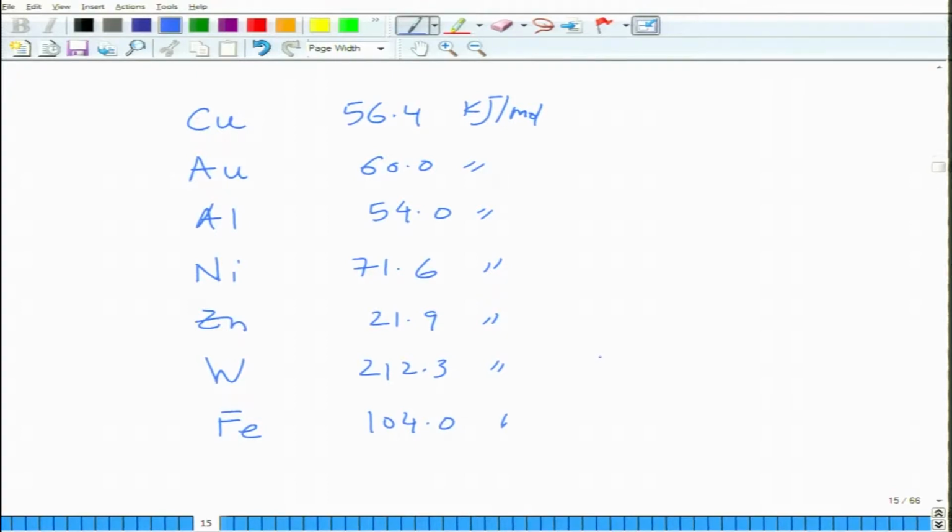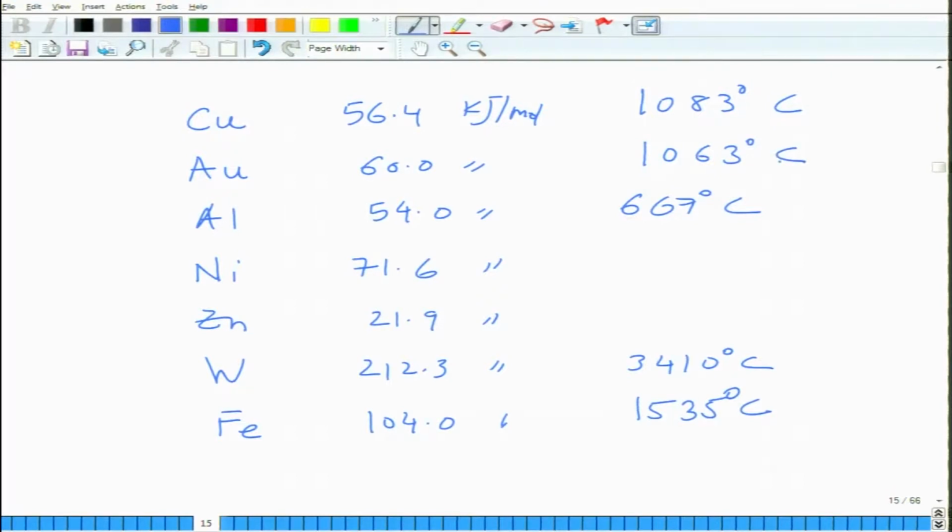So tungsten has the highest melting point of these, its melting point is 3410 degrees centigrade, which is very high. Iron, of course you know that it is 1535 degrees centigrade. Aluminum we know it is 667 degrees centigrade, copper is 1083 degrees centigrade, and gold is 1063 degrees centigrade. Nickel is again high bond energy, its melting point is 1453 degrees centigrade, and zinc of course is very low, it is 420 degrees centigrade.